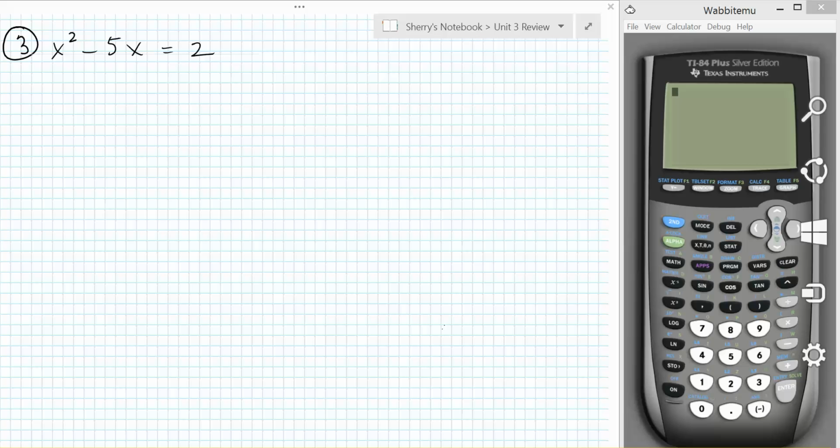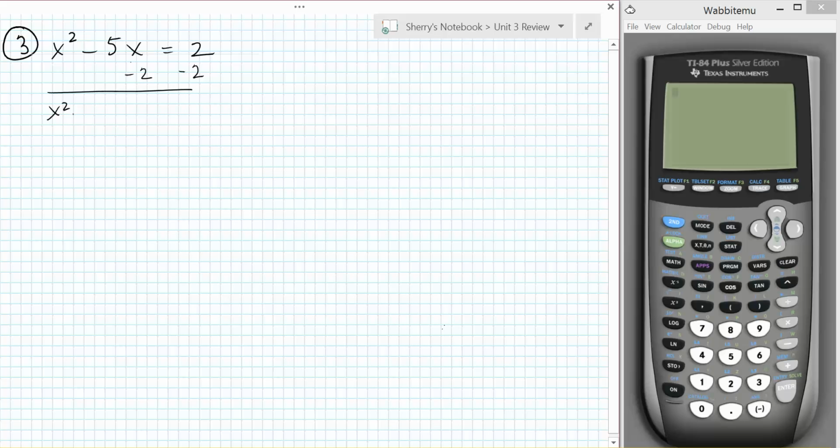In question 3 in the review, we have to do a little bit of adaptation here. Notice that we still have an x squared term and an x term, so we definitely are going to need to probably use the quadratic formula here. However, the equation is not in the correct form. Before you can use the quadratic formula, it's critical that one side of your equation is equal to 0.